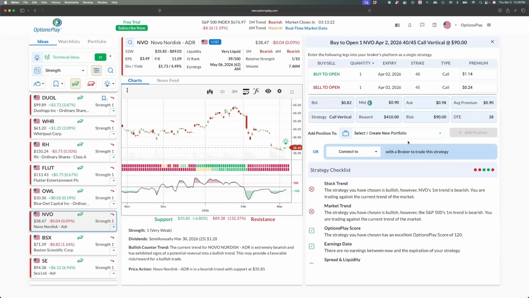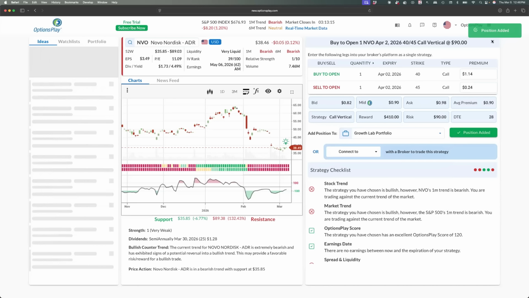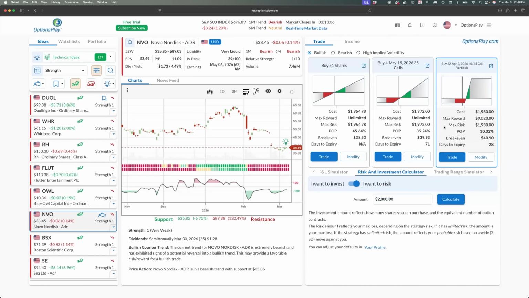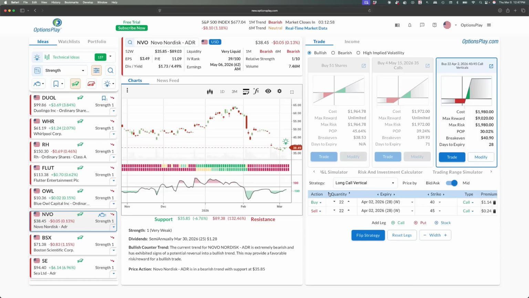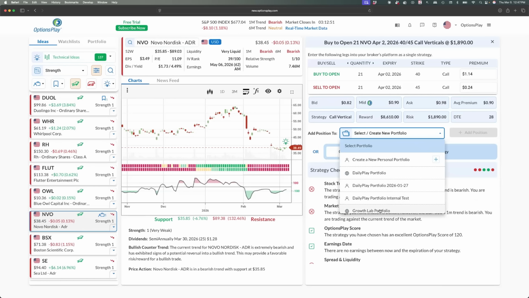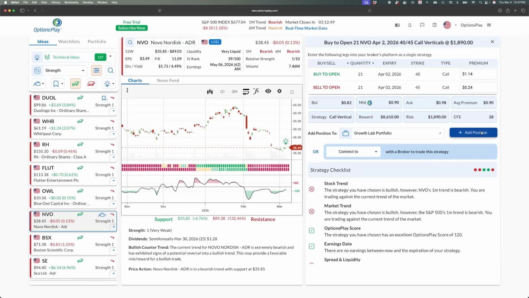So we can even add this to our Growth Lab portfolio. I'll add it to our Growth Lab portfolio here. Actually, before I added it, I should have used my risk and investment calculator, calculated the appropriate number of contracts for me, which is $2,000 that I want to risk. That means that I can buy 22 contracts of these. So that's risking $1,980. Now, because I already added one contract in there, I'm just going to reduce it down to 21 and I'll add this trade back to my Growth Lab portfolio so that we can track this.